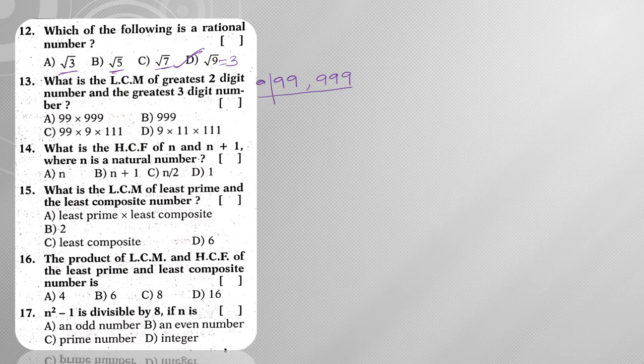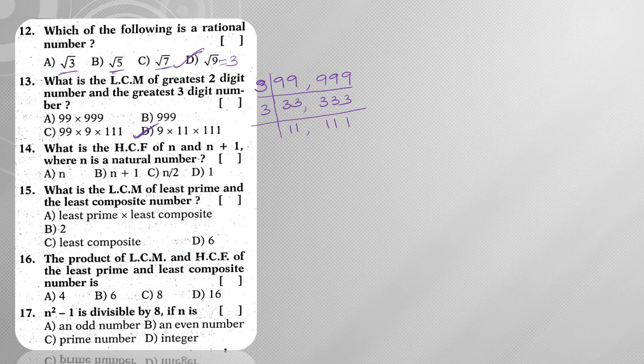So we are going with the 3 table. So 33 threes are 99, 333 threes are 999. Next again in the 3 table, so this goes 11 times and this goes 111 times. Now finally what I am left with, so 3 threes are 9, so 9 into 11 into 111. So hence option D will be my answer.